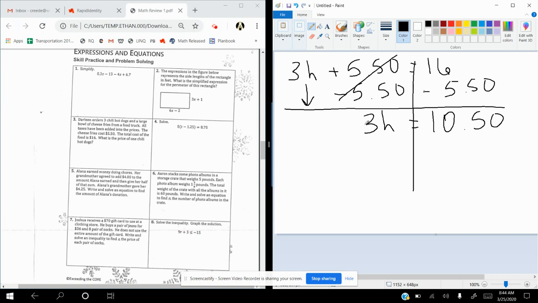The coefficient here is 3, and it is being multiplied to the variable h. So we're going to divide by 3 from both sides. 3 divided by 3 is equal to 1, so that simplifies to 1. And 10.50 divided by 3. You can use long division here, or you can use your calculator here. 10.50 divided by 3 is going to be $3.50. So the price of 1 hot dog is $3.50.